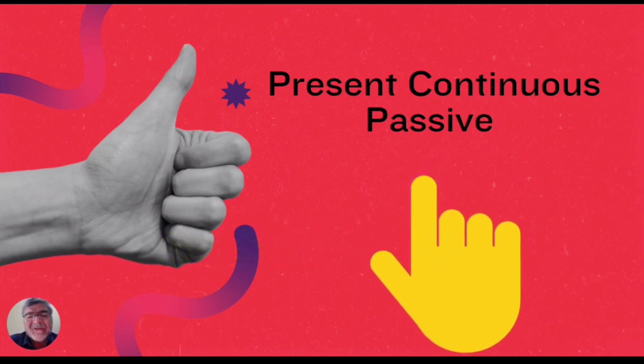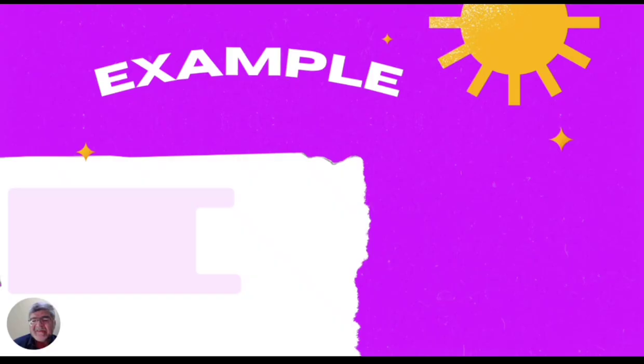Then we don't care who's teaching the grammar, but we say that what is happening now? At the moment, grammar is being taught. So is being taught is the form of the verb. Let's see some examples.